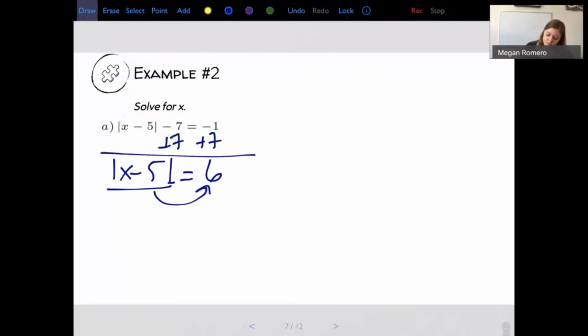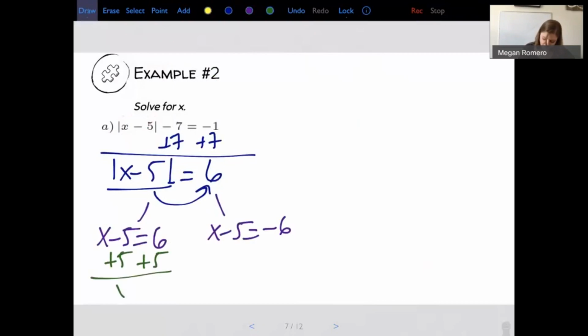So if we split it into two, we have x minus 5 equals 6, and x minus 5 equals negative 6. And we solve both of the equations for our variable. Add 5, x equals 11, add 5, and x equals negative 1. So these are our two answers.